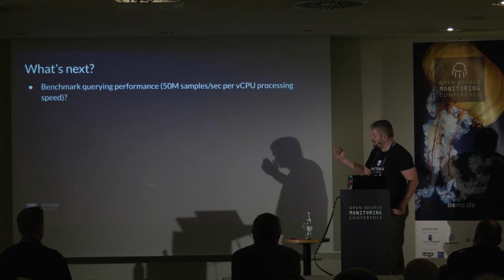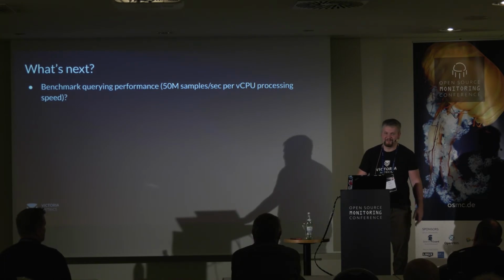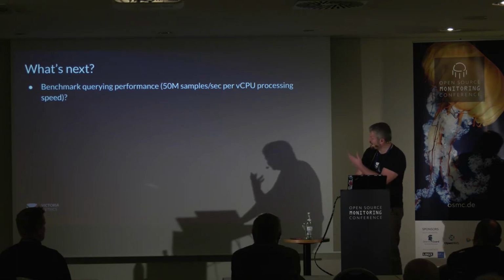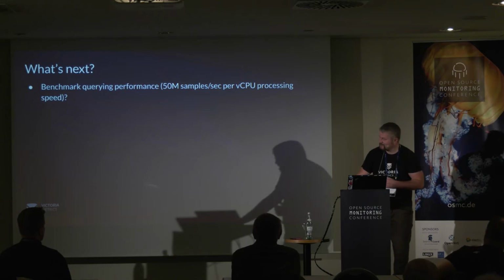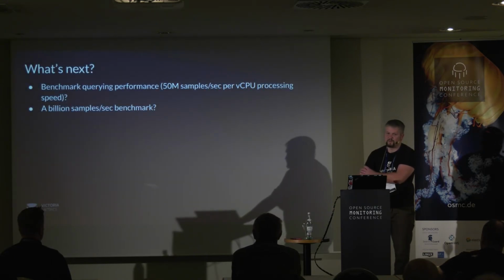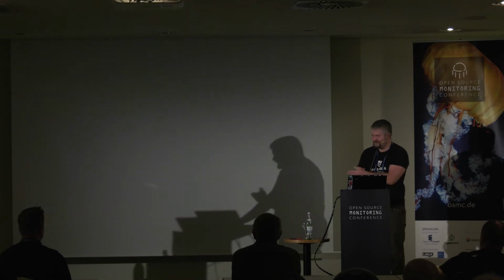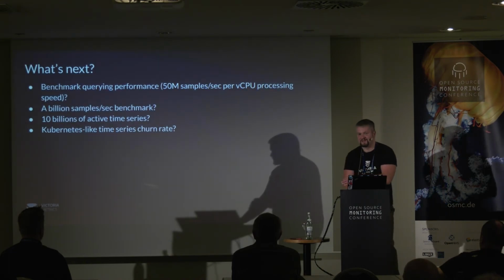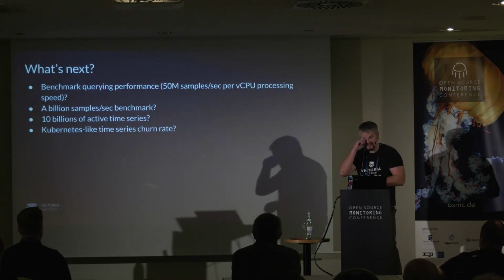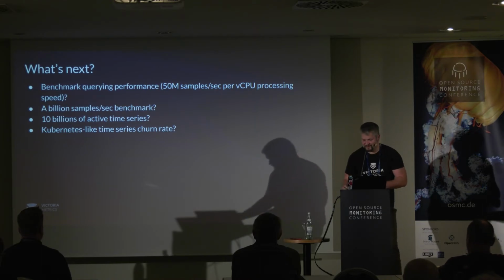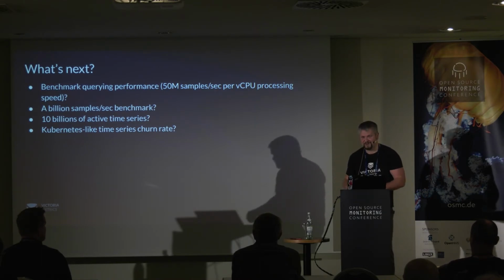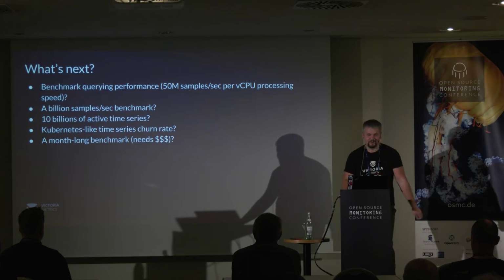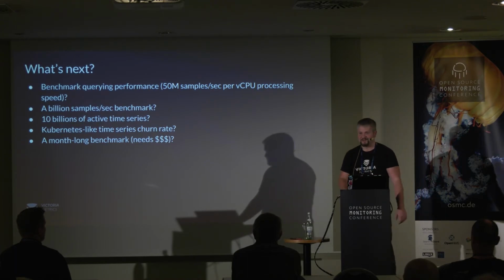What's next? We can continue benchmarking, creating other benchmarks such as benchmarking query performance, increasing the load from 100 million to 1 billion samples per second, increasing the number of active time series to 10 billion, and adding the so-called churn rate to this benchmark, which is the main problem in Kubernetes. And we can run this benchmark for longer times, but it can cost much money.